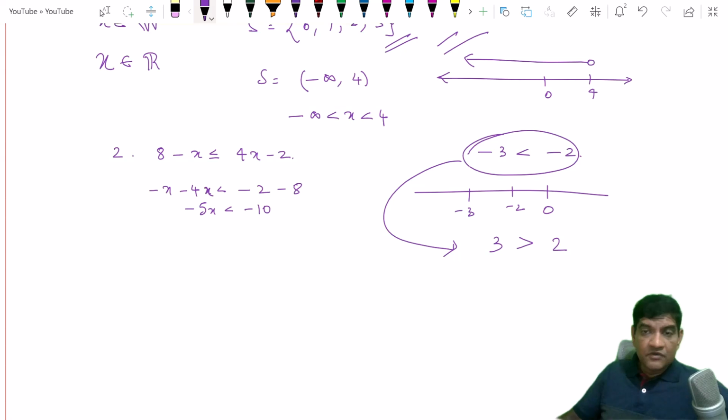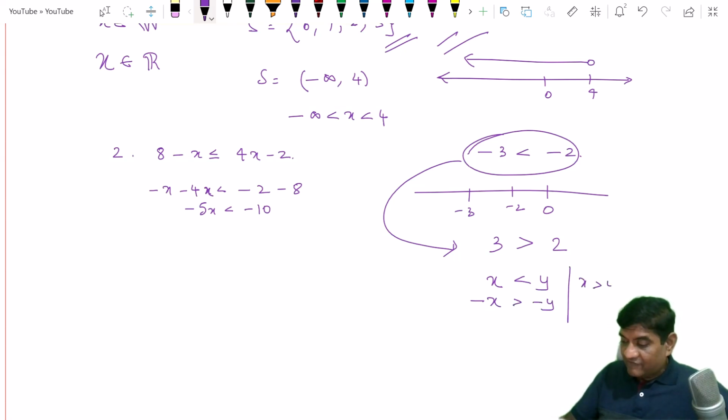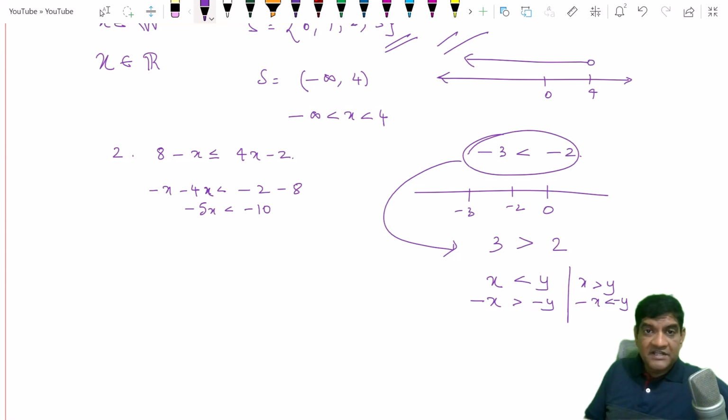So one of the rules of inequality is this. If I have x is less than y, and then I'm multiplying x and y with a negative sign, then the inequality has to change. It's the same thing if x is greater than y, then the inequality will again change like that, right? So in here, first I'll take care of the inequality, which is 5x is going to be greater than or equal to 10, and that tells me that x is greater than or equal to 2.